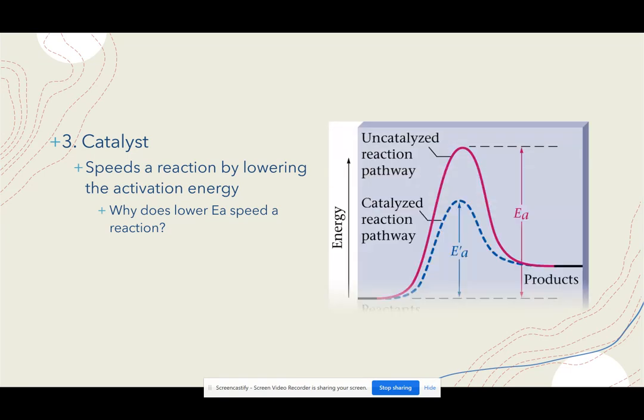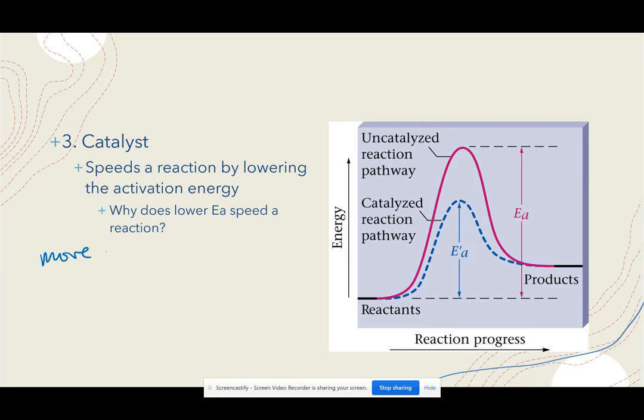The third thing that can affect the rate of a reaction is a catalyst. A catalyst is going to speed up a reaction by lowering the activation energy. Lowering the activation energy speeds up the reaction for the same reason temperature does, because you're going to have more collisions that meet or exceed that activation energy because it's now a lower number. So notice in the catalyzed versus uncatalyzed pathway, a very important thing here, the reactants and the products are still at the same place. That doesn't change the overall energy of the reaction. What it does is it lowers the activation energy, and the way it does that is by providing an alternate pathway for the reaction to occur.